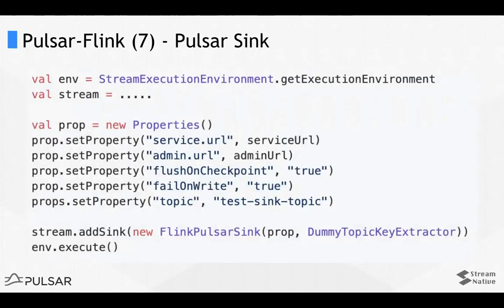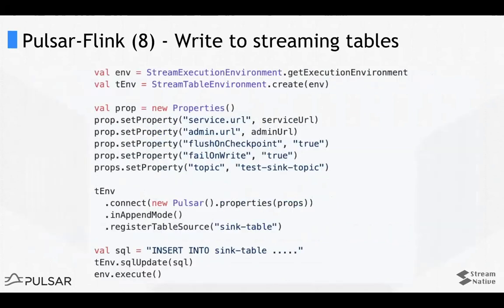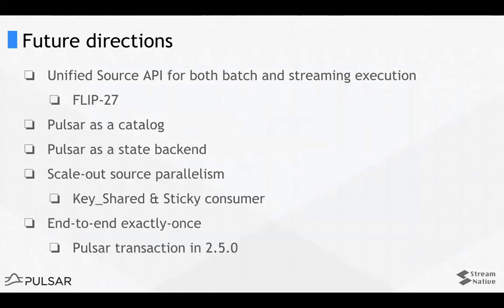And the last one is about the sink. The sink is similar. You don't need to specify any type information; it uses the Pulsar schema information. You can also register a Pulsar topic as a streaming table. So in this example, you can register the testing topic as a table in Flink. And when you execute a Flink SQL query, you can insert the updates back to Pulsar.